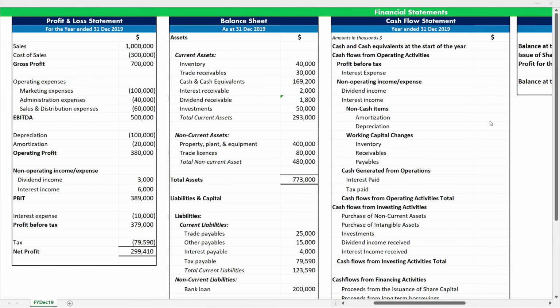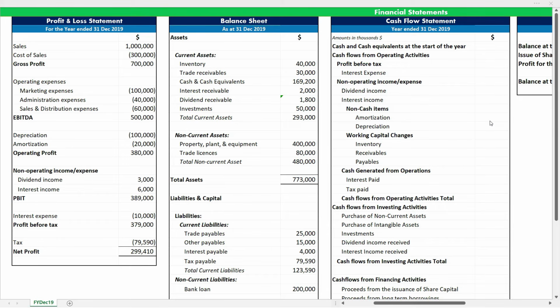Welcome back. So we are finally here. We are going to prepare a complete cash flow statement in this lecture. On the left side, you have the same profit and loss statement and the balance sheet that you have prepared earlier in this course yourself.